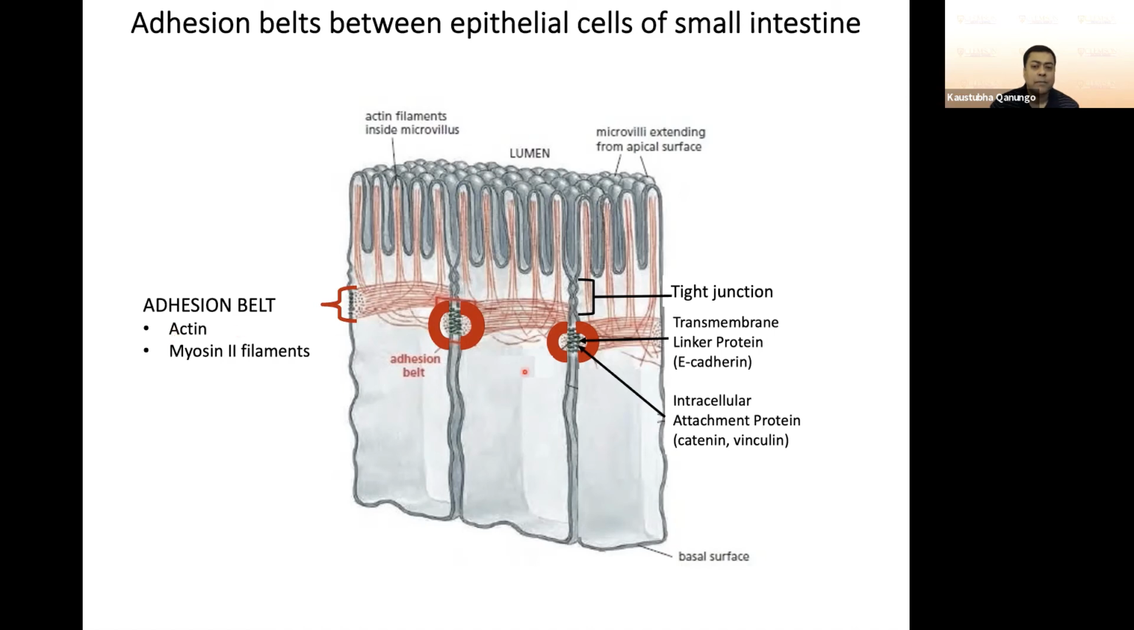So again, remember how this works. Just make sure that you have the extracellular E-cadherin, then inside the cell, the intracellular catenin and vinculin attached to the actins. And on the actin, you have these myosin 2 filaments which can move, and this whole adhesion belt can be squeezed as well. So I just repeated this concept.